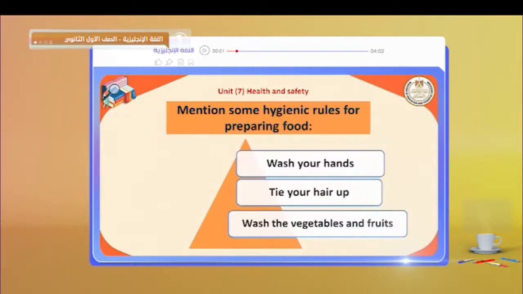Okay, so here we mentioned some of the hygienic rules for preparing food. We have listened to some of the rules, how we keep our food clean. Of course, if you are preparing your food, you should wash your hands. You should tie up your hair. You should wash the vegetables and the fruit.